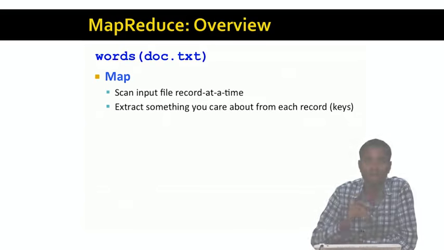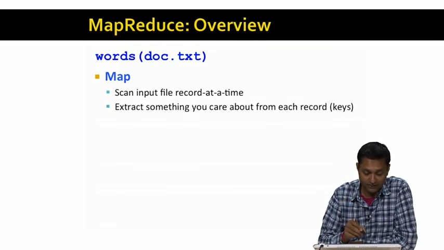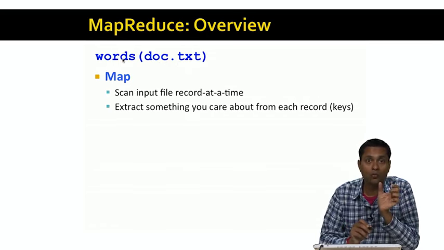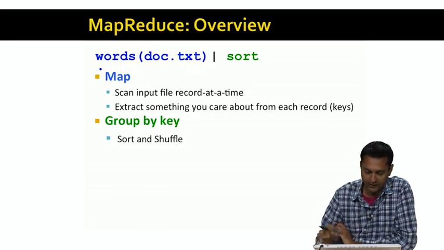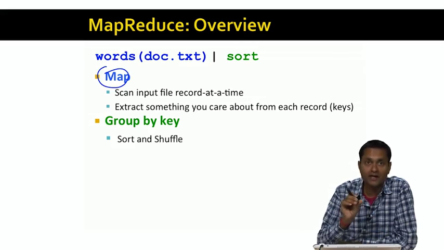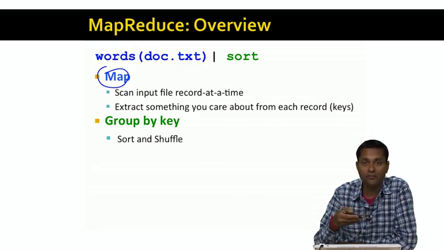So let's look at an overview of MapReduce using this example. The first step that we did was we took the document, which was our input, and we wrote a script called words that output one word to a line. This is what's called the map function in MapReduce. The map function scans the input file a record at a time, and for each record, it pulls out something that you care about. In this case, it was words. For each record, you can output one or multiple things, and the things that you output are called keys.